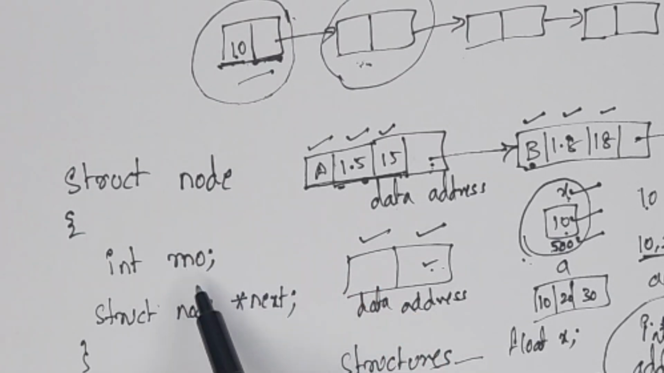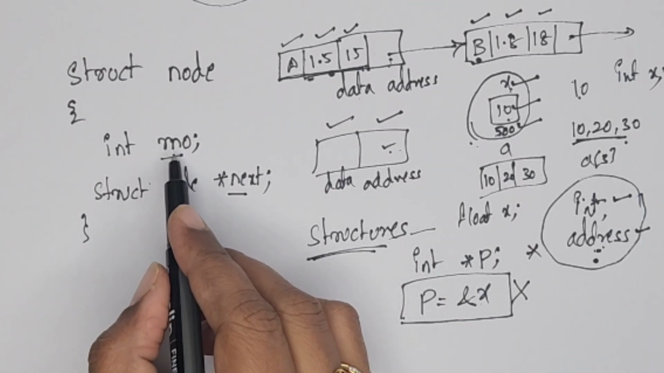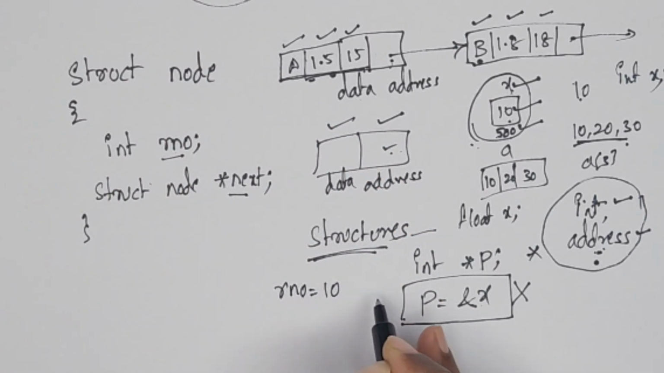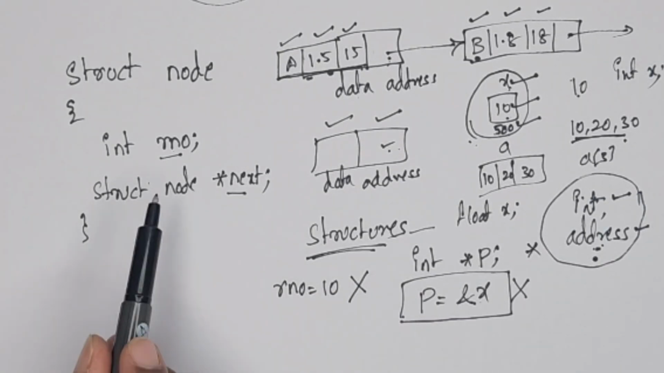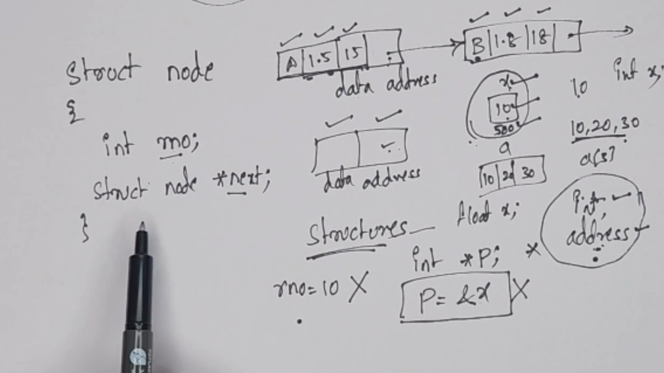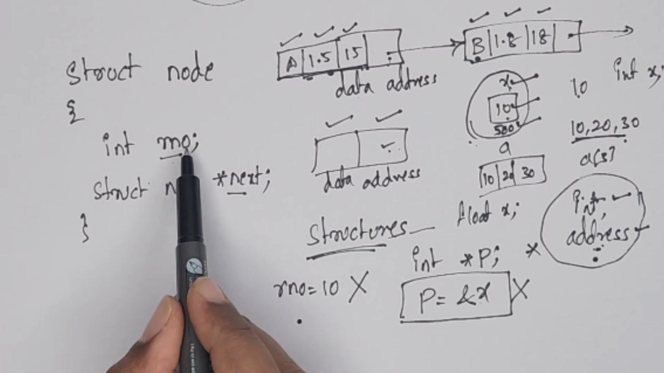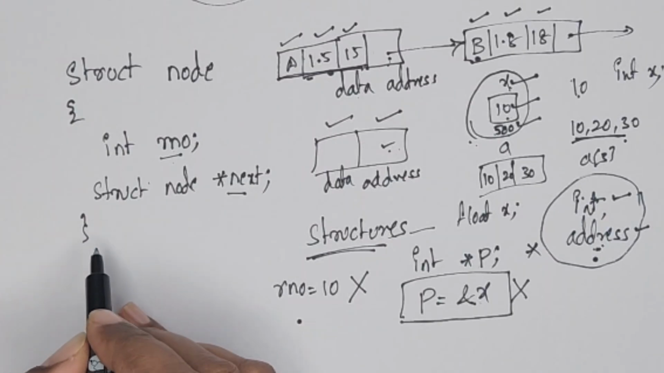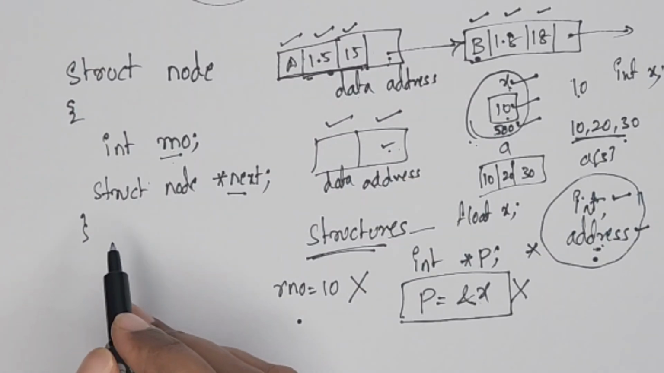Now this is one structure, and these two are the members. If I want to assign 10 to roll number, then roll number equals 10. This is wrong. Directly you cannot access the structure member. With the help of a structure variable only, you have to access structure members. So I'm going to declare structure members.